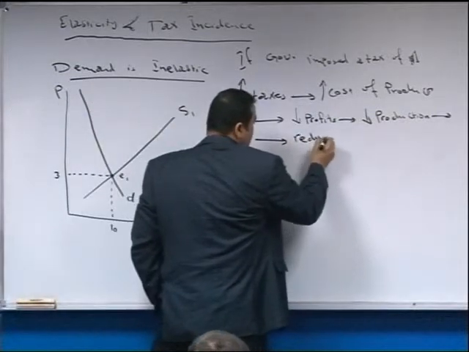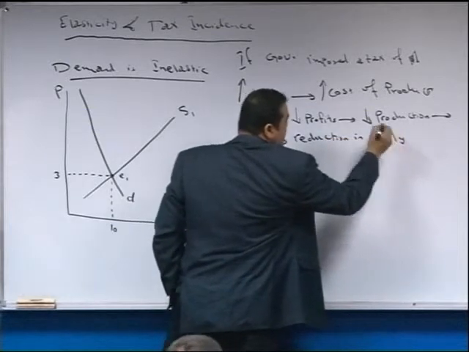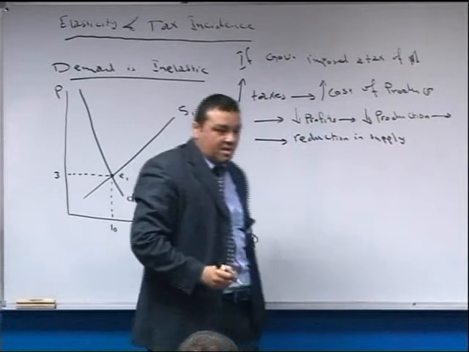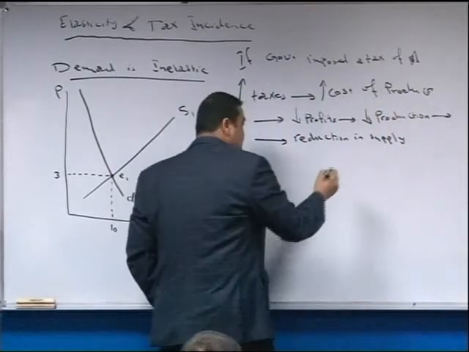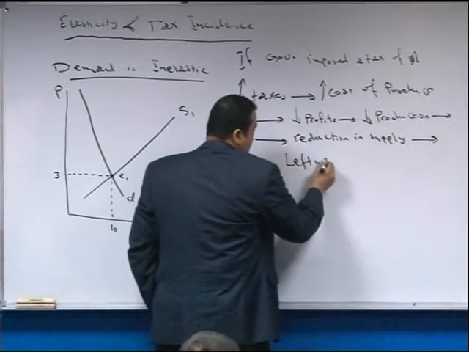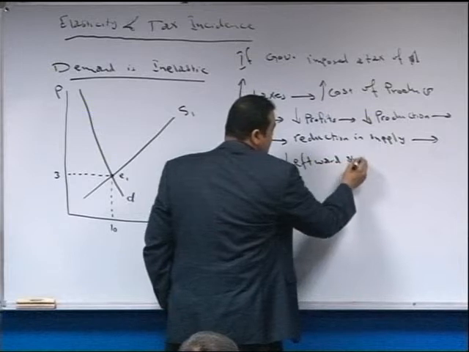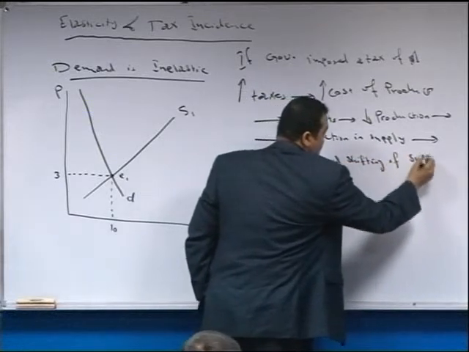Reduction in supply. So there is a leftward shifting of the supply curve or a backward shifting of the supply curve. This leads to a leftward shifting of the supply curve.